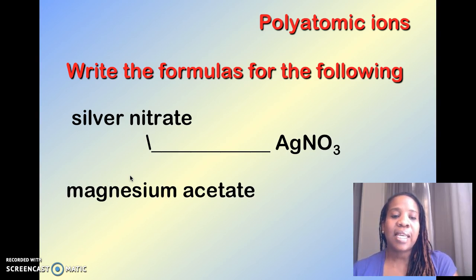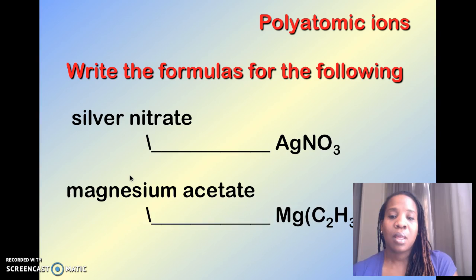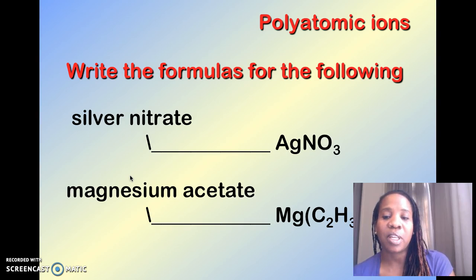Magnesium acetate. Okay, so magnesium is in group 2, so it has a charge of +2. Acetate has a charge of -1. So we are going to need a subscript of 2 for the acetate. Okay, and just remember the formula for the acetate ion can differ. On your paper I think it's written differently, but same thing.